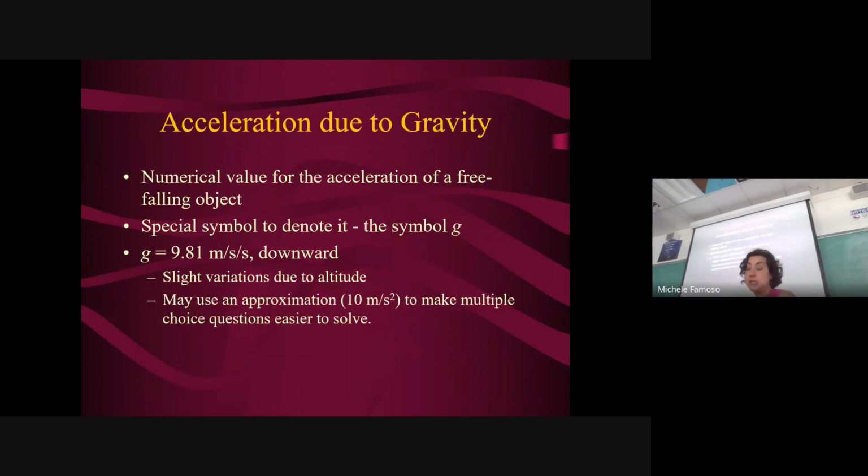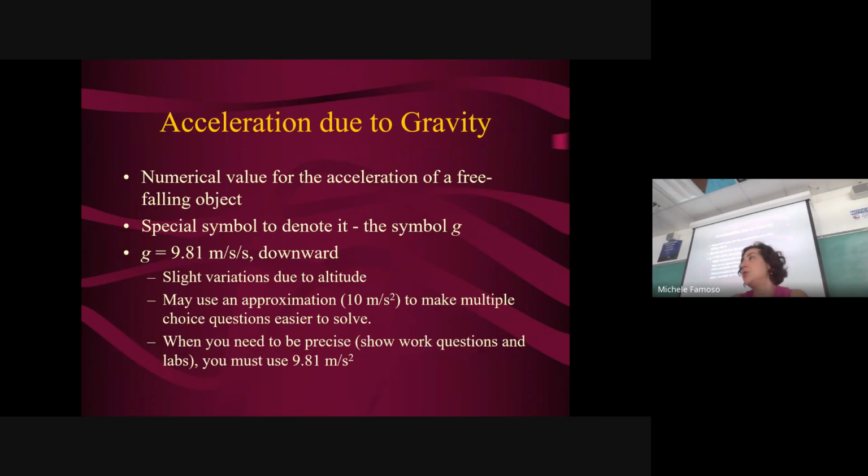And so what you'll see us do, if we want to make some approximations to do multiple choice questions faster, you might want to approximate that value to 10 meters per second squared instead of 9.81. Just makes the math a little bit easier to do in your head. But if you're going to do something precise, like a show work question on a test or quiz, or if you're doing a lab, you absolutely cannot approximate. You have to use 9.81.